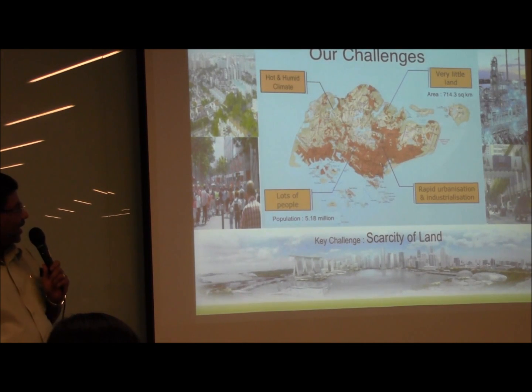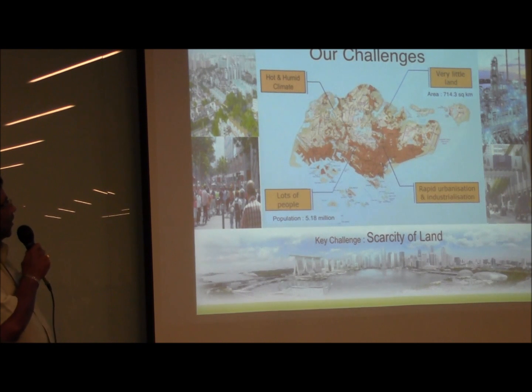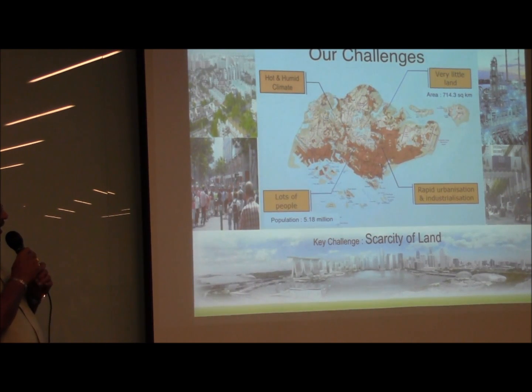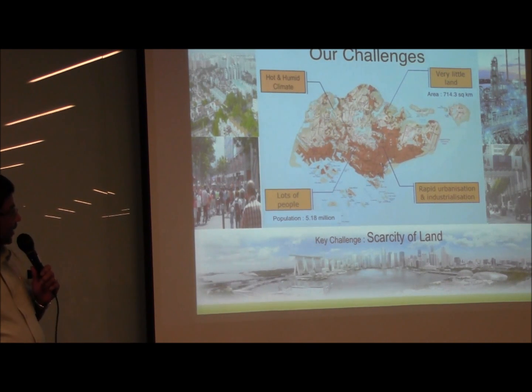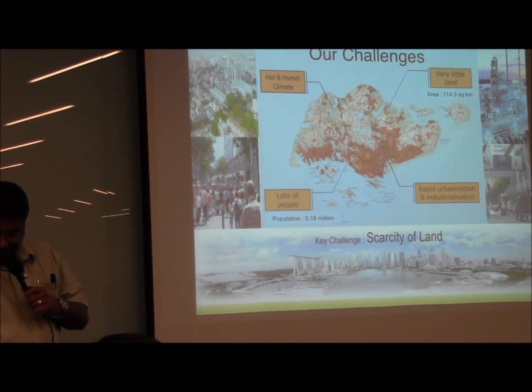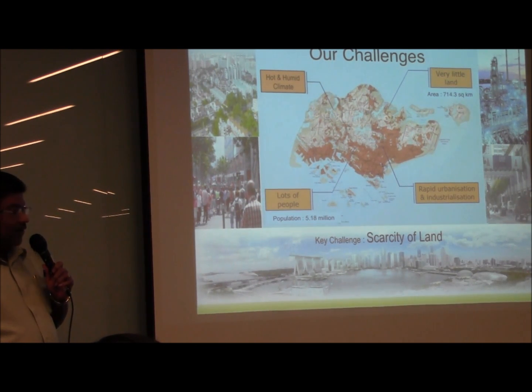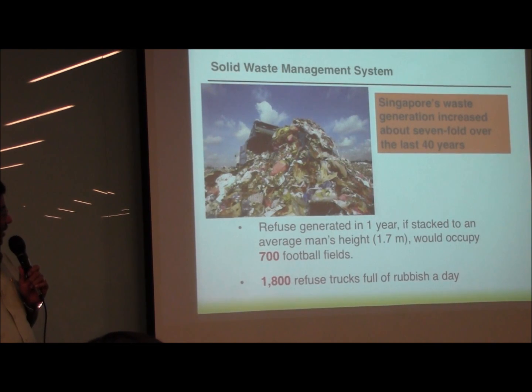Okay, Singapore geographically, we have 4 big challenges: hot and humid climate, very little land, lots of people, and the kind of things that we are doing creates a lot of waste. Singapore's population is now 5.18 million, and they generate quite a bit of waste. So this is what we are looking at.